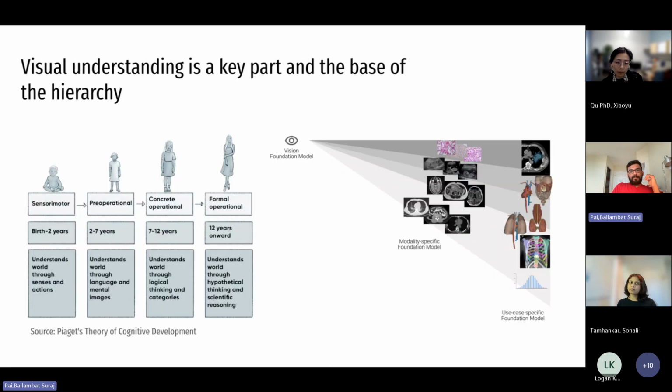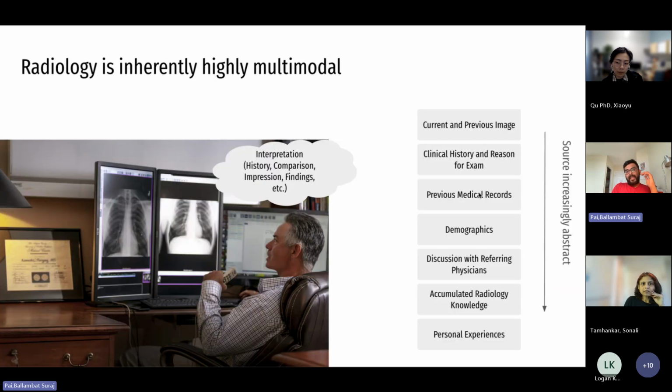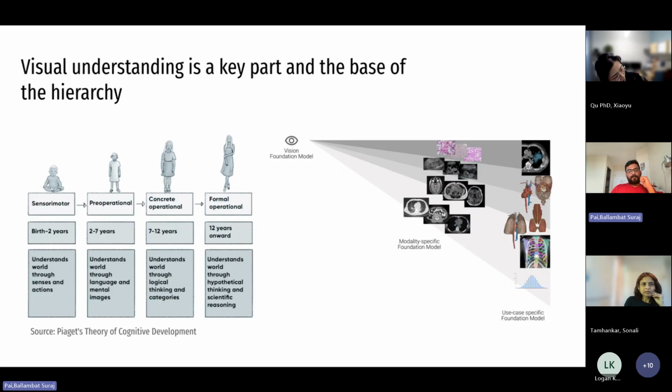And we actually haven't even solved the base of this hierarchy, which is just looking at current and previous imaging and trying to see how we can correlate between this current and previous imaging and the interpretation, let alone go further and further down towards more abstract sources, right?